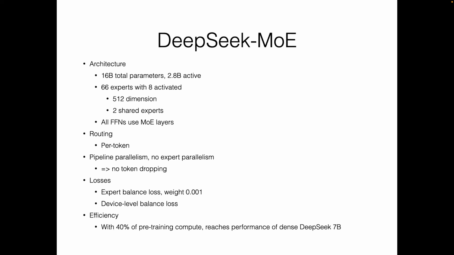A key result that they have is that with 40% of the pre-training compute, they were able to reach the performance of their dense DeepSeek 7B model. So again, the numbers are slightly different, but the argument is that we're using much less active parameters at inference time, and with much less pre-training compute, you're already matching the performance of this dense model.